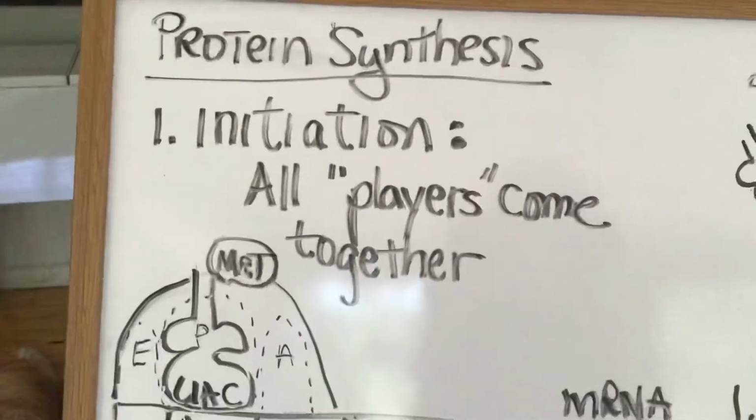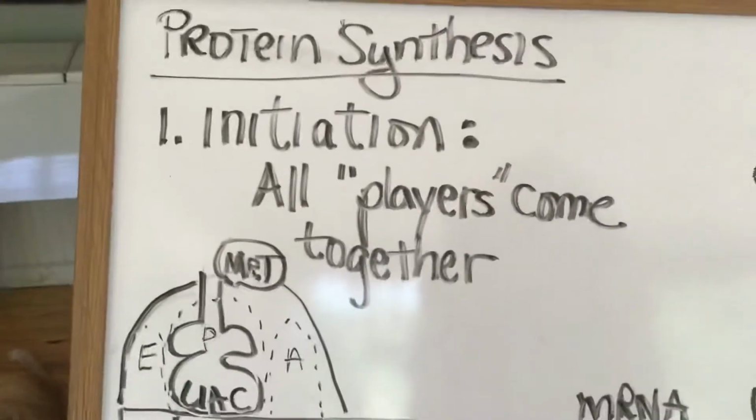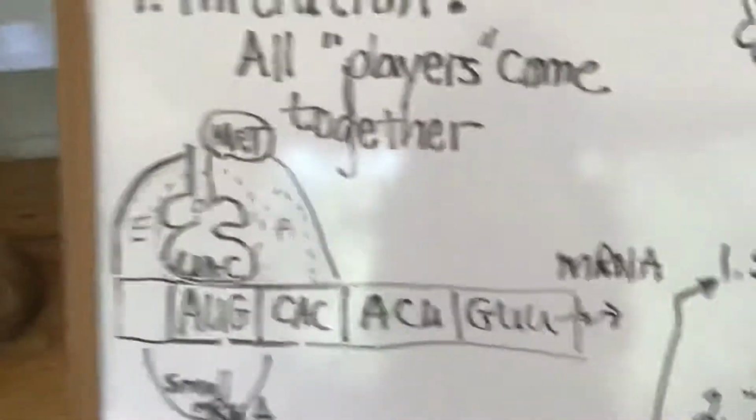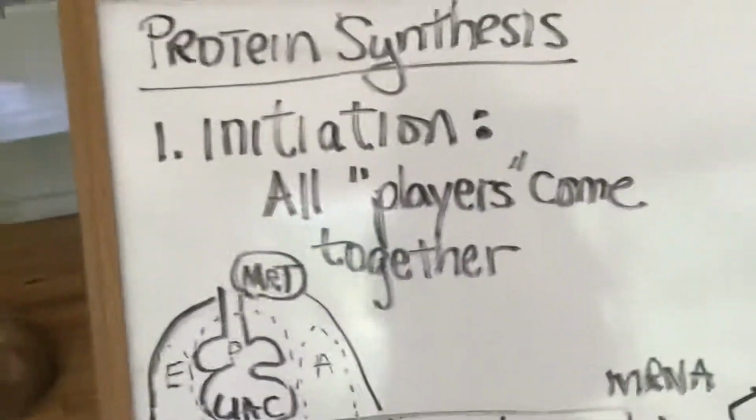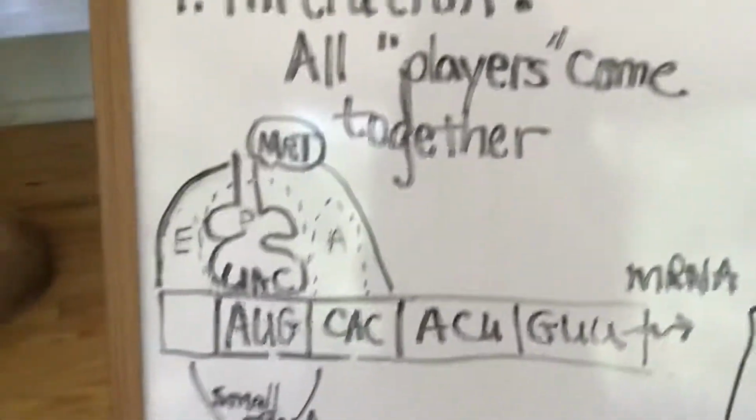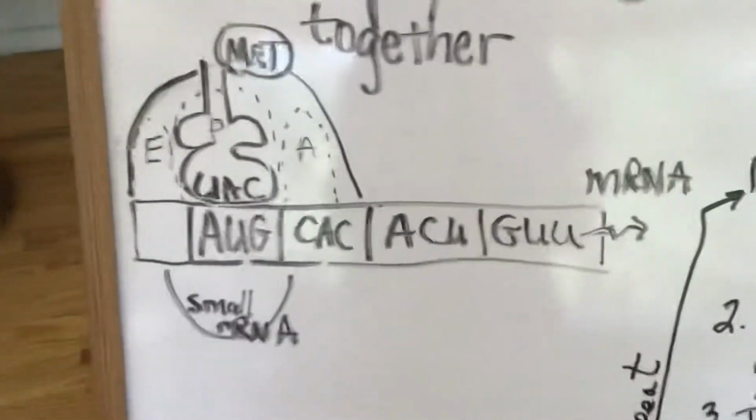through the process of protein synthesis. So there's three parts to it. There's initiation, elongation, and termination, which I don't have on the board here. Those are the three main steps. Initiation is where everything kind of comes together. So let's go over what everything is.